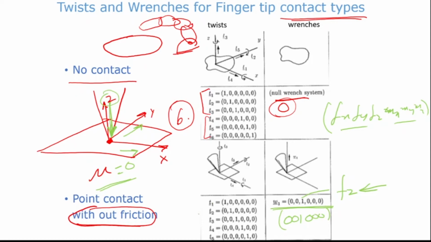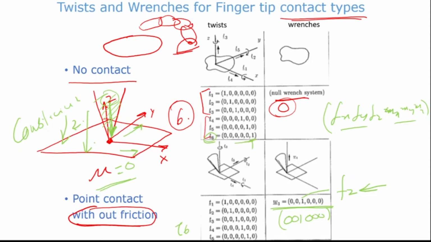Now the twists that are possible are shown here. The first is that one twist will not be possible. Which twist will not be possible? Because the fingertip has made contact here like this. Contact has been made. It cannot go in this direction, right? It's constrained to move in the z direction. That means if you see here that T6, the last one, is not there.